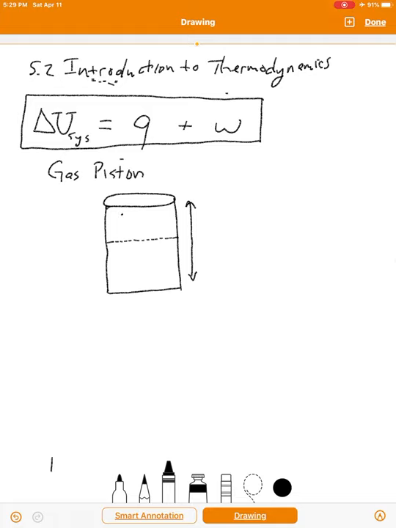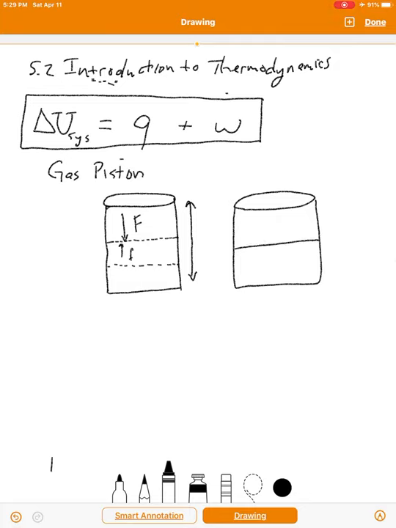So if you apply a larger force down than is being applied up, the piston will move down, right? If this force here pushing down is greater than this force pushing up. On the other hand, if it's the opposite situation, if the membrane is right there and we apply a larger force up and a smaller force down, then the piston will move up, or the membrane will move up.